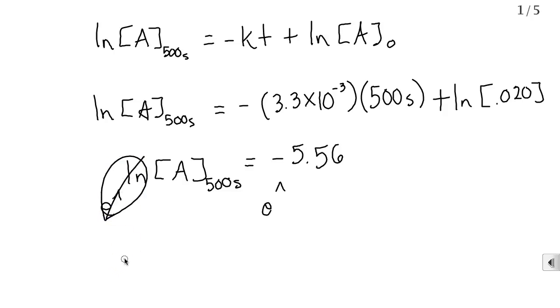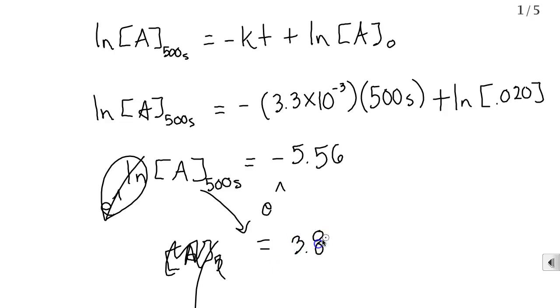And now I'm left with the concentration of A at 500 seconds is equal to e raised to the power of negative 5.56. So in my calculator, I'm going to say e to the... notice how e and natural log are the same button. There's a reason for that. And I find that the concentration of A at 500 seconds is equal to 3.8 times 10 to the negative third. And you could say molar, or you could put it in brackets.